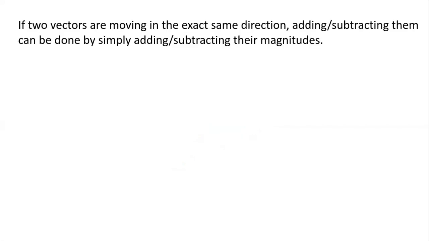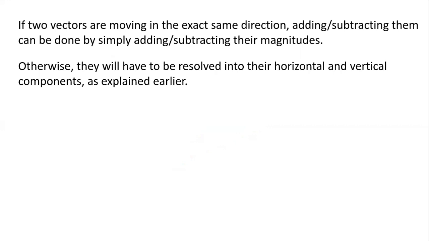So if two vectors are moving in the exact same direction, adding or subtracting them can be done by simply adding or subtracting their magnitudes. Otherwise, they will have to be resolved into their horizontal and vertical components as explained earlier.